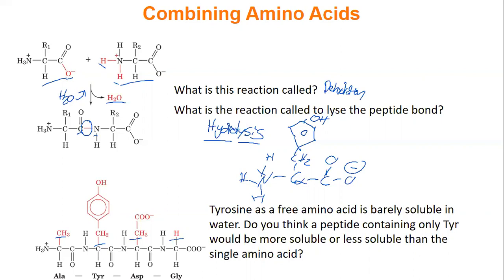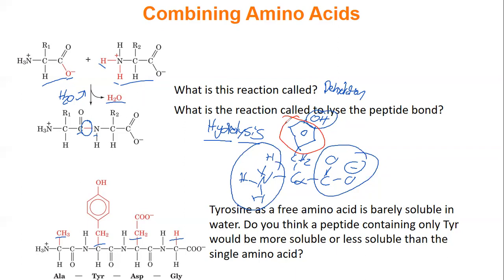The reason why it's less soluble is that if we look at the structure of tyrosine, the amino acid, it has some hydrophilic parts, right? It has a positively charged N terminus, a negatively charged C terminus, and an OH group. So those are all hydrophilic. They like to interact with water. It also has this giant carbon ring, this phenol group. The water does not want to interact with the carbons.